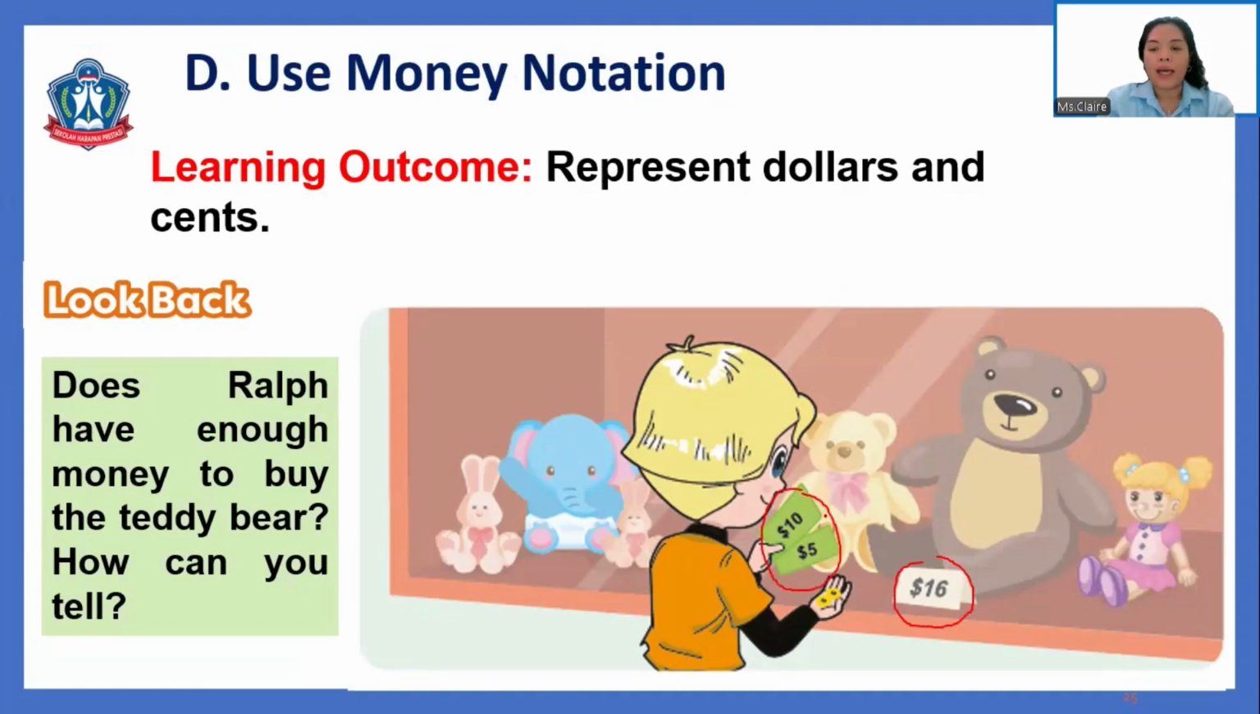So Ralph has this 10. We read this one as $10. This one is $5. But the price of the teddy bear is, yes, this is $16. So what do you think? Does Ralph have enough money to buy the teddy bear? Okay, if you know the answer, share that to me during our class.